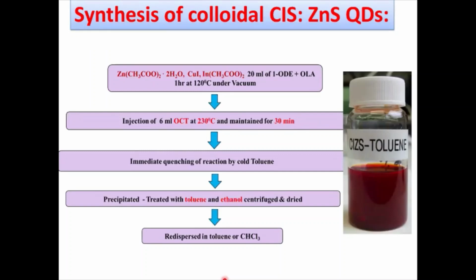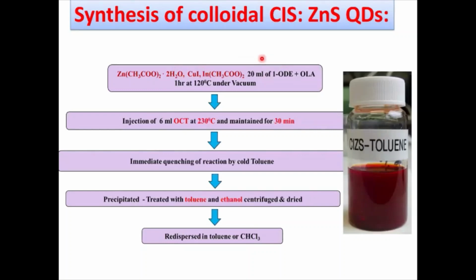And we have also prepared copper indium sulfide and zinc sulfide, again for solar cell application as a counter electrode in dye-sensitized solar cells, with the precursors zinc acetate, copper iodide, and indium acetate, with a mixture of 1-octadecene and oleic acid as surfactants. And the whole thing we did under vacuum, not in a nitrogen atmosphere.